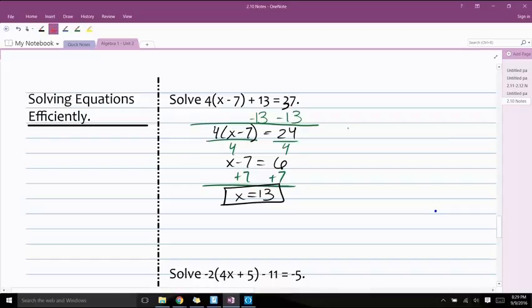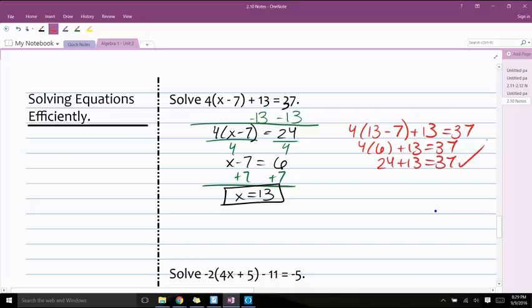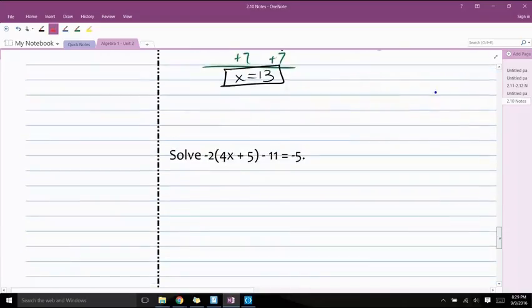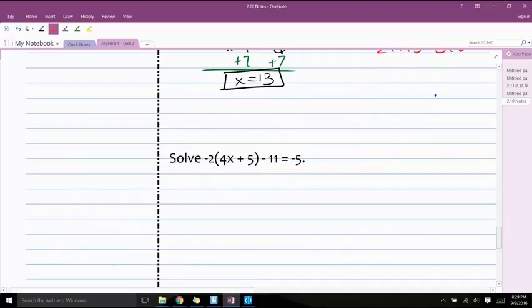Okay, I'm just going to go ahead and show real quick that checking. So we have 4 times 13 minus 7 plus 13 equals 37. So that would be 4 times 6 plus 13 equals 37. Lo and behold, there we go. 24 plus 13 does equal 37. Nice, people.